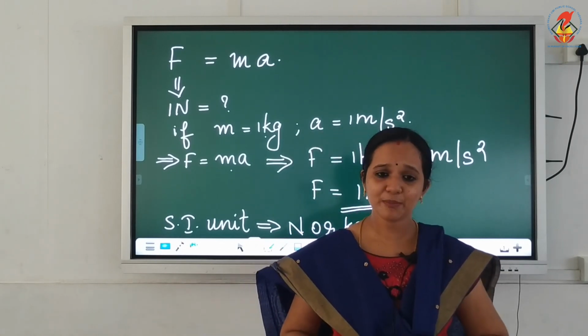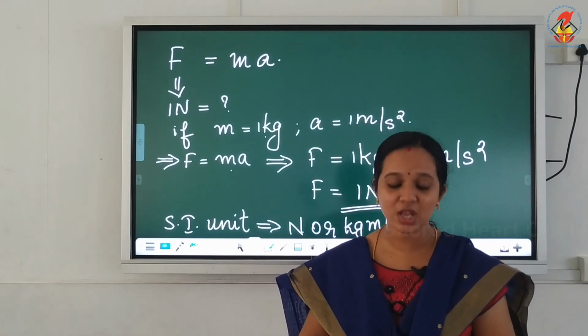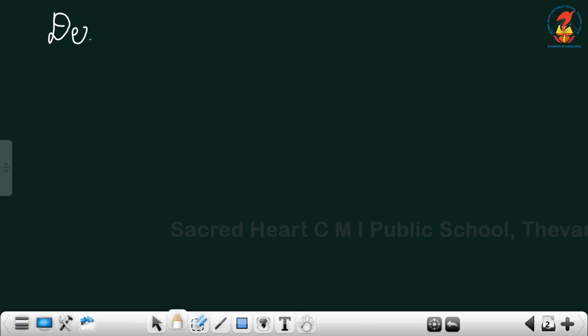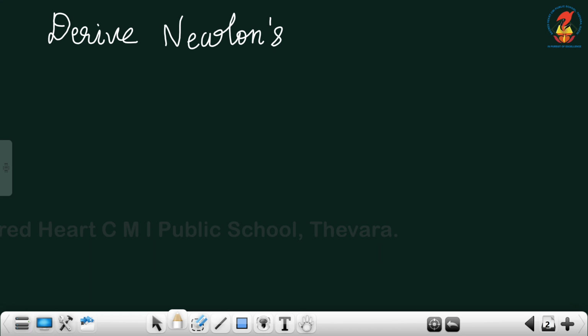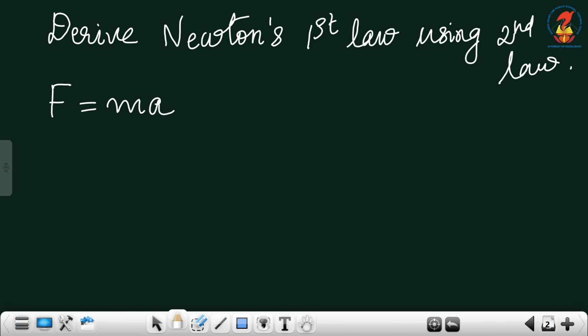Now let us see how we can derive Newton's first law of motion using the second law. That is, we know that the mathematical formula for Newton's second law is F is equal to ma.